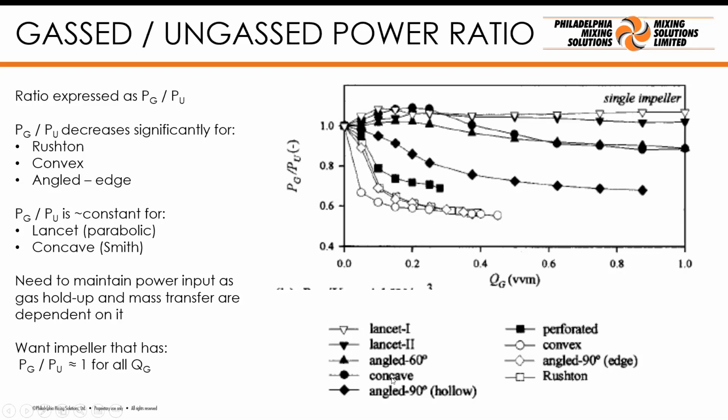The concave is the dark circle. So the dark circles are the Smith turbine, and the down pointing triangles are the parabolic blades. We're going to see that the holdup and the mass transfer coefficient are functions of the gas to power input by the impeller. So if we can find an impeller that isn't affected by the presence of the gas, it makes the operation of the process much more effective.